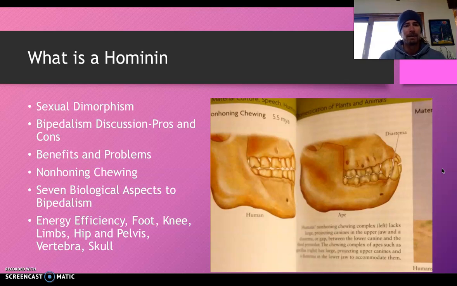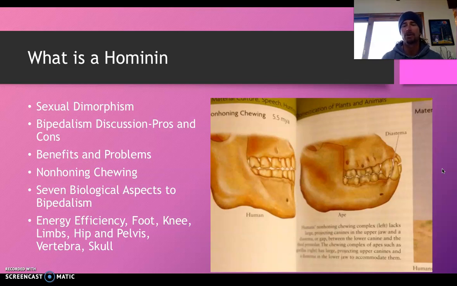is located. We will talk about the 7 biological aspects of bipedalism, which are energy efficiency, the foot. So energy efficiency, before I move on to the foot, is essentially as humans walk, we are like 73% more efficient in terms of energy consumption than knuckle walking apes and even most quadrupeds. So we are highly efficient in that biological sense.